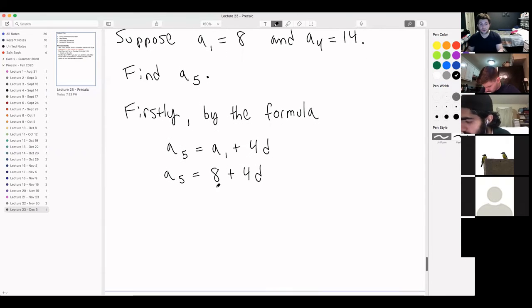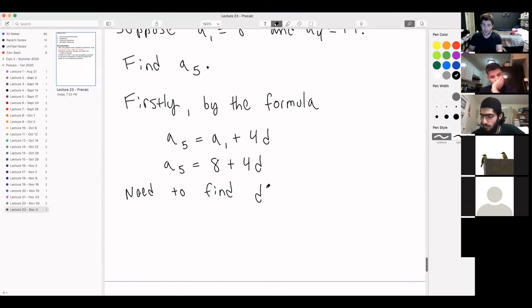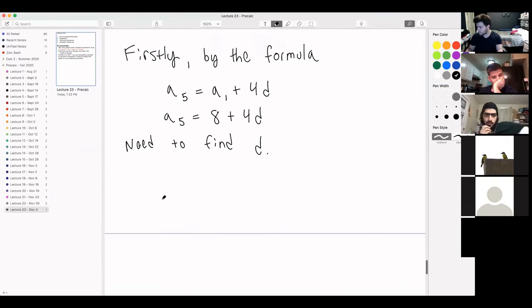Okay, so in order to get a5, I just need to find d, okay? So you need to find d, because look, if I have d, then I just plug it in, and I will get a5. Okay, how can I do that? I need to use this guy. a sub 4 is equal to 14. I need to use that.